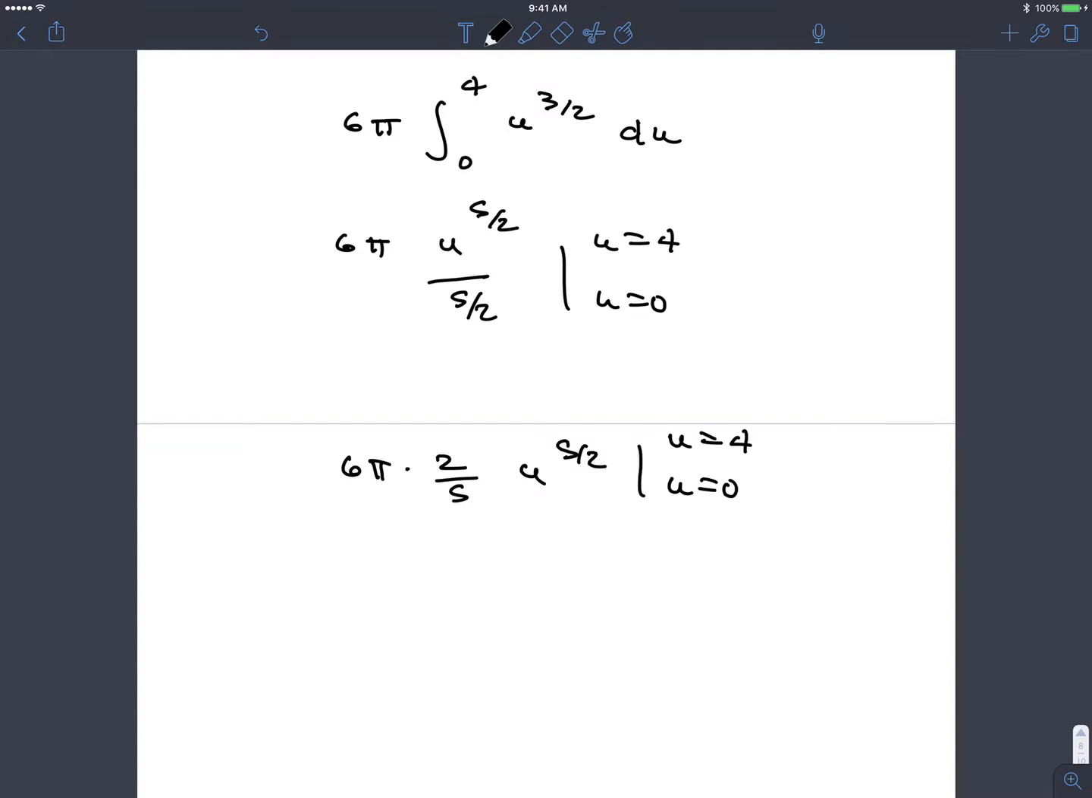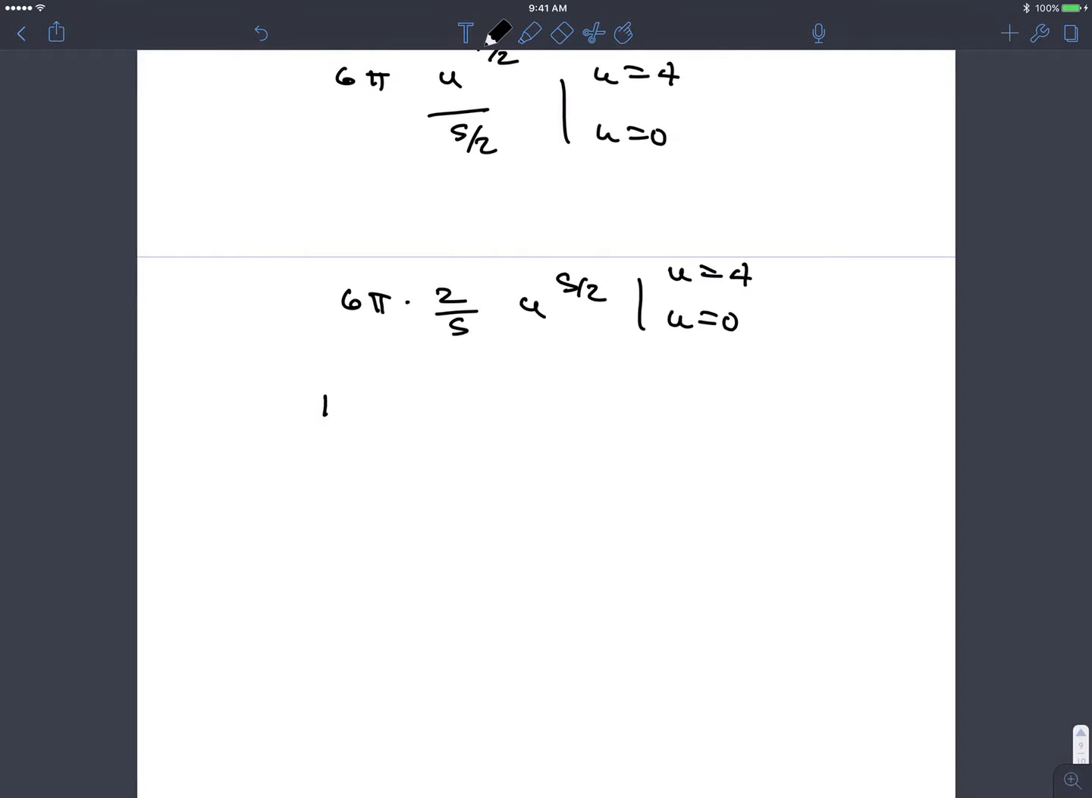There's a lot of drama getting this up and running, I guess. Like always, 12 pi over 5. Now we get 4 to the 5/2, put this in a bracket, minus 0 to the 5/2. And I get 12 pi over 5.